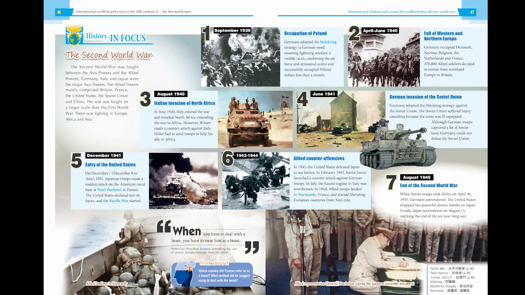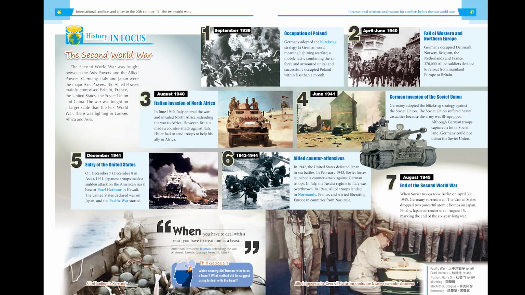Allied counteroffensives. In 1942, the United States defeated Japan in sea battles. In February 1943, Soviet forces launched a counterattack against German troops. In July, the fascist regime in Italy was overthrown. In 1944, Allied troops landed in Normandy, France, and started liberating European countries from Nazi rule.